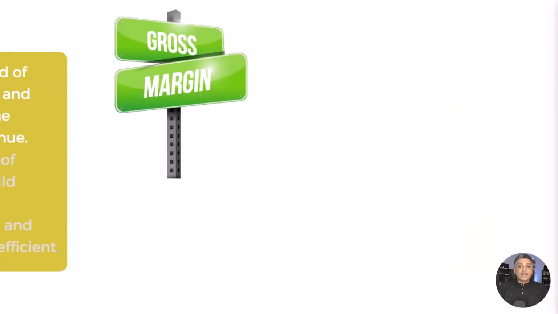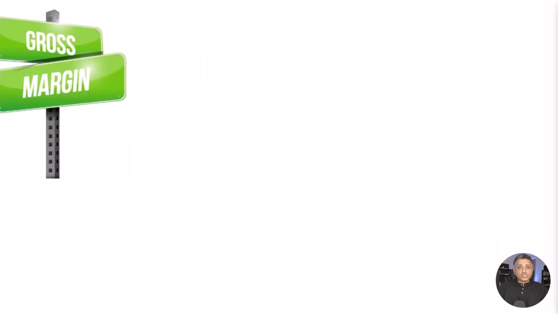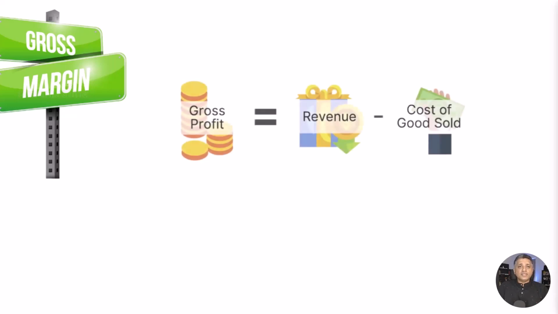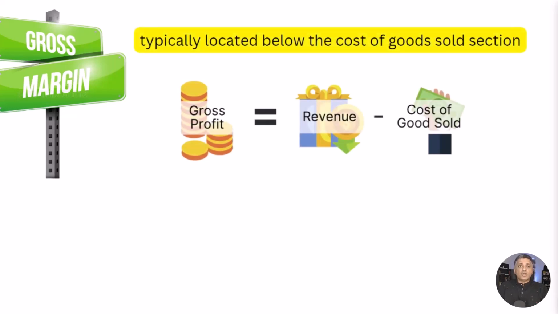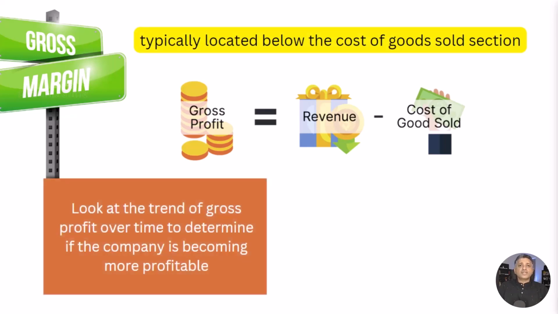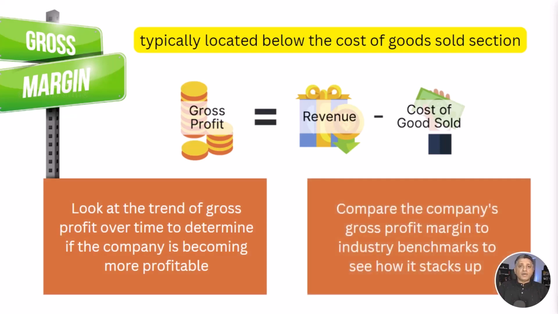Third, analyze gross profit. The gross profit is the difference between a company's revenue and cost of goods sold. This section is typically located below the cost of goods sold section. Look at the trend of gross profit over time to determine if the company is becoming more profitable. Also, compare the company's gross profit margin to industry benchmarks to see how it stacks up against its competitors.